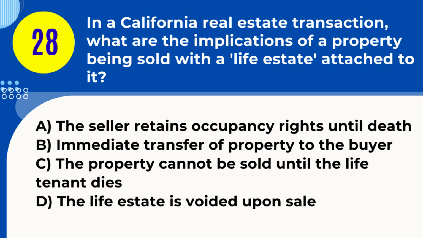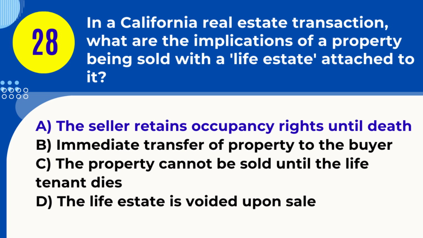Question 28. In a California real estate transaction, what are the implications of a property being sold with a life estate attached to it? A. The seller retains occupancy rights until death. B. Immediate transfer of property to the buyer. C. The property cannot be sold until the life tenant dies. D. The life estate is voided upon sale.